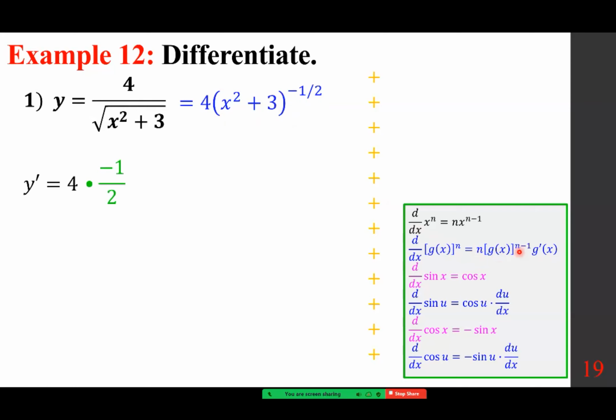Then I need g of x to the power of n minus 1. I need the same thing to the power of minus 1/2 minus 1, which makes it negative 3/2. And finally, by the chain rule, I need the derivative of the inside, g prime of x. The derivative of the inside is simply 2x. And I'm done with calculus. I'm going to just rewrite and finish off the job.